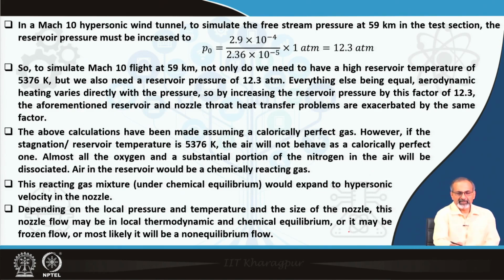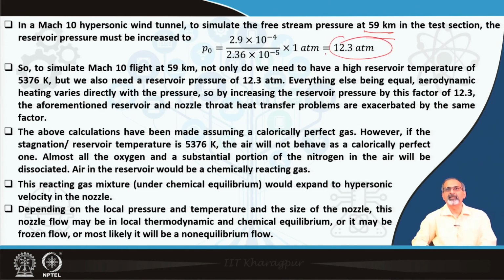And in a Mach 10 hypersonic wind tunnel, to simulate the free stream pressure at 59 kilometers, which is about 30 pascals, the reservoir pressure must be increased. It must be jacked up, and we can show through this calculation that it should be about 12.3 atms. Only then, after expansion, would it reach the pressure of 59 kilometers altitude.